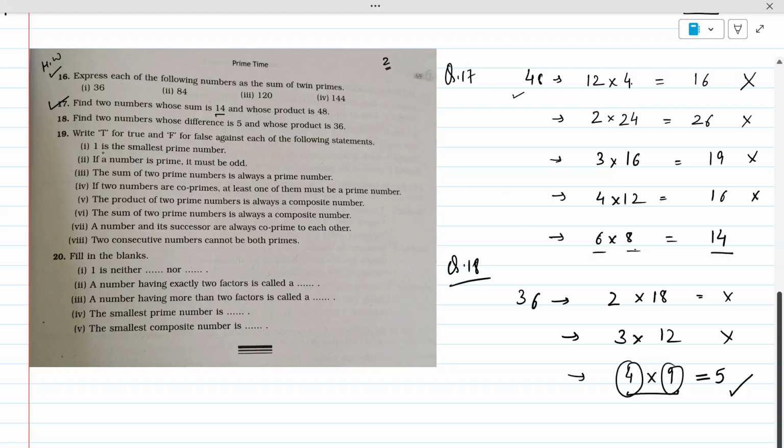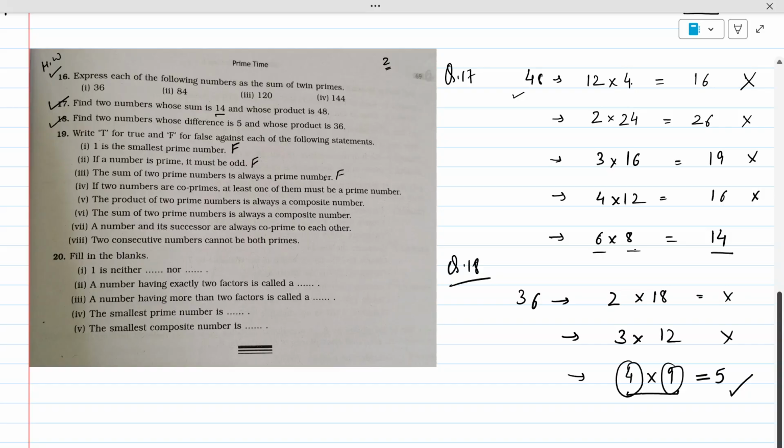So next we have true and false. Let's see. 1 is the smallest prime number. So kids, we know it's false. It's neither prime nor composite. If a number is prime, it must be odd. This is wrong. 2 is even and it's a prime number. The sum of two prime numbers is always a prime number. That is, if we add two prime numbers, it will always give us a prime number, which is again false.